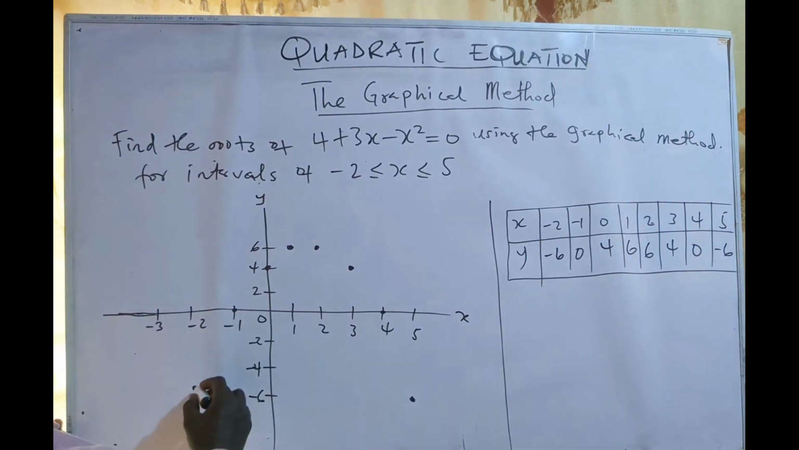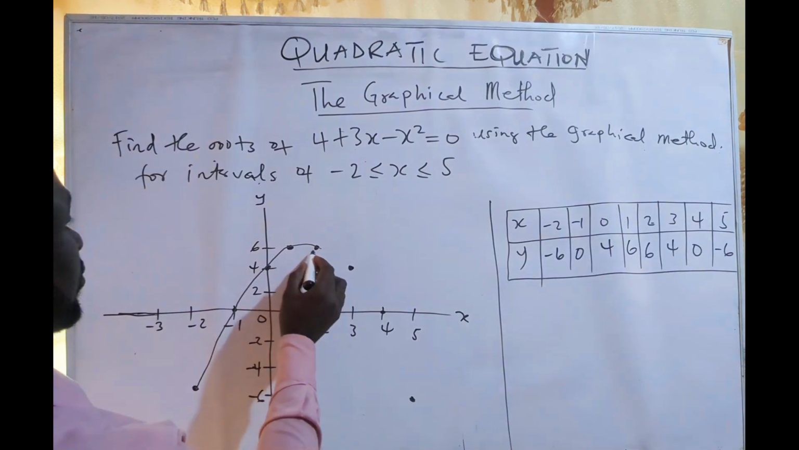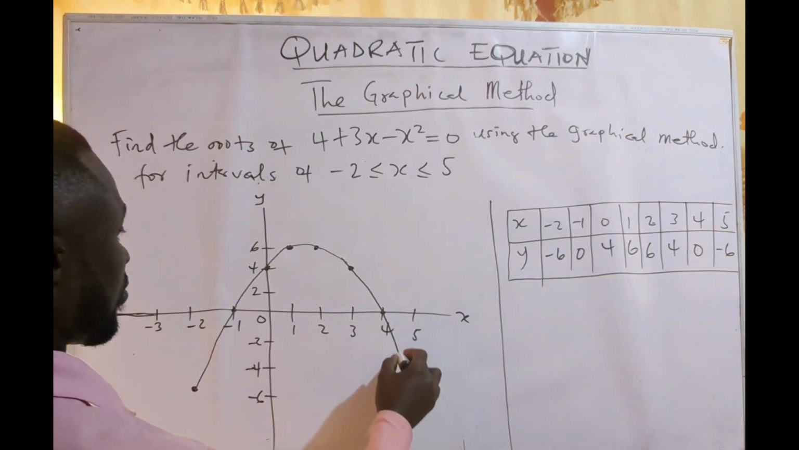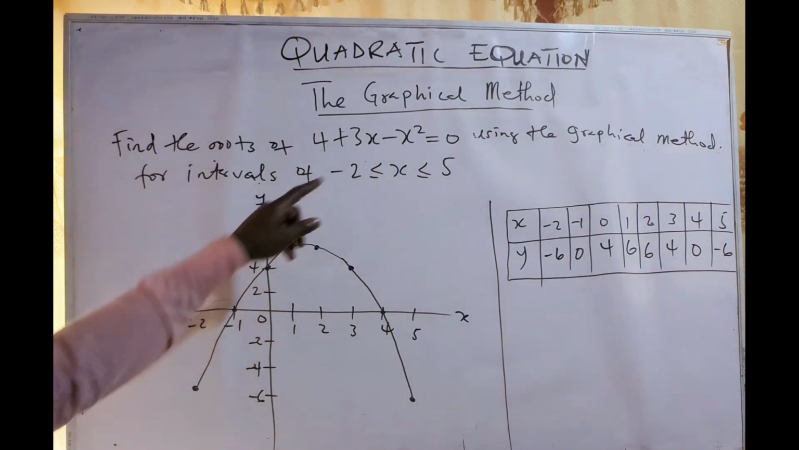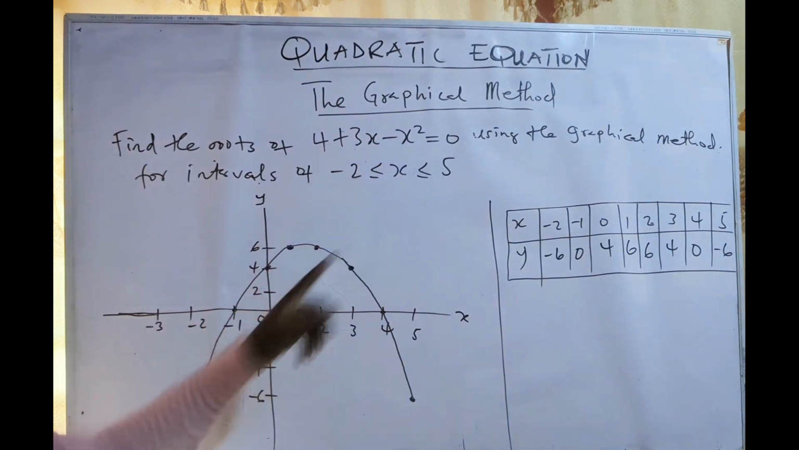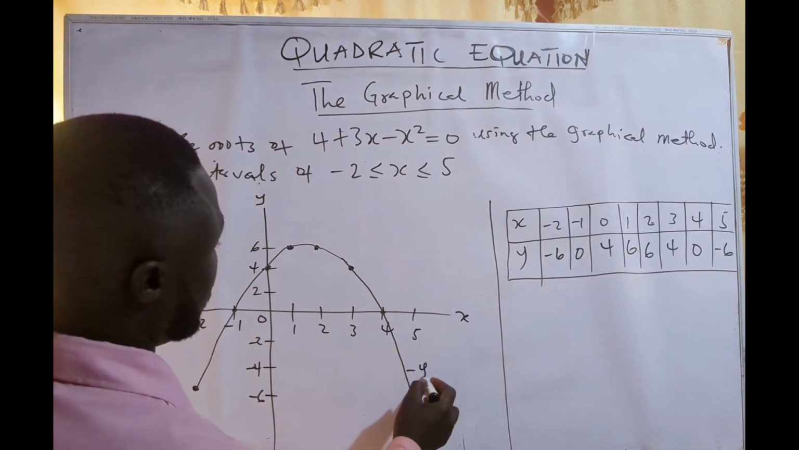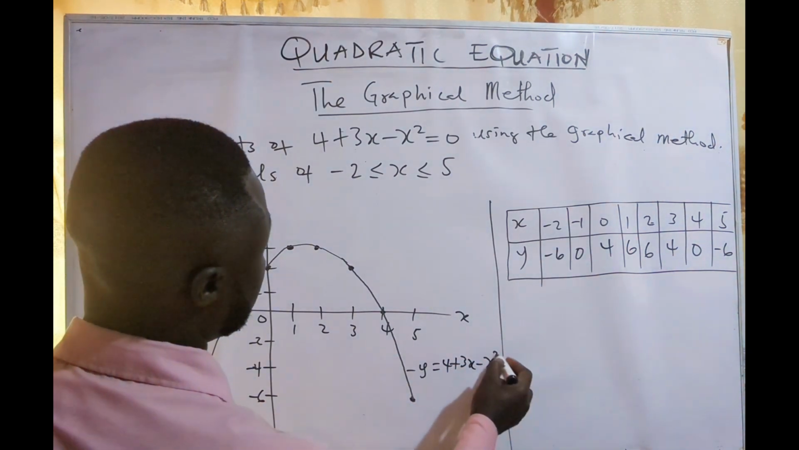Okay, so when you join the curve to go like this, wow. So you see what we have here. When the coefficient of the x squared is negative, we are going to have our curve in this way, a maximum curve. All right, so now let's look at the root. So this our curve is y is equal to 4 plus 3x minus x squared.